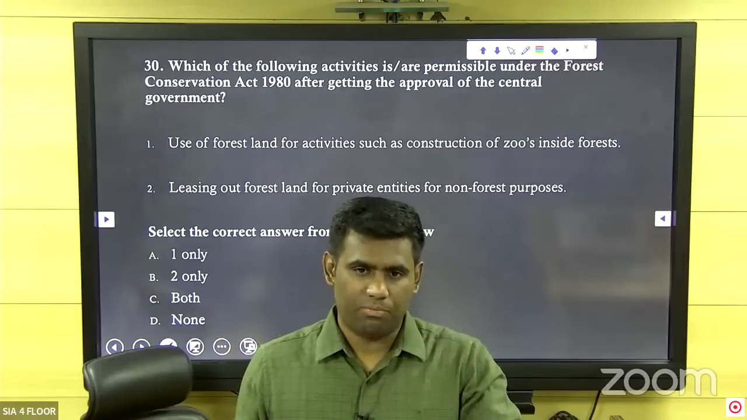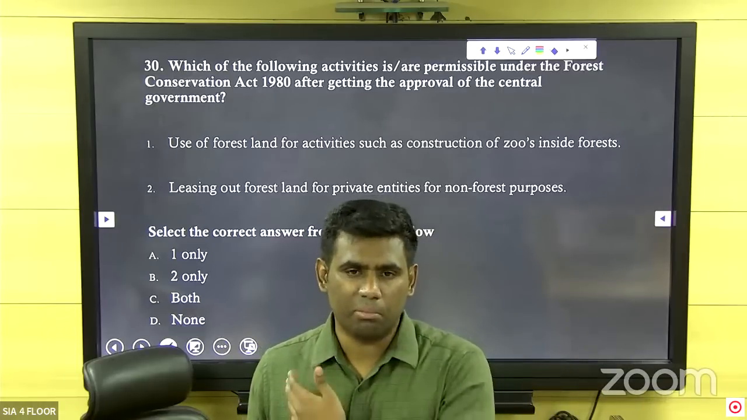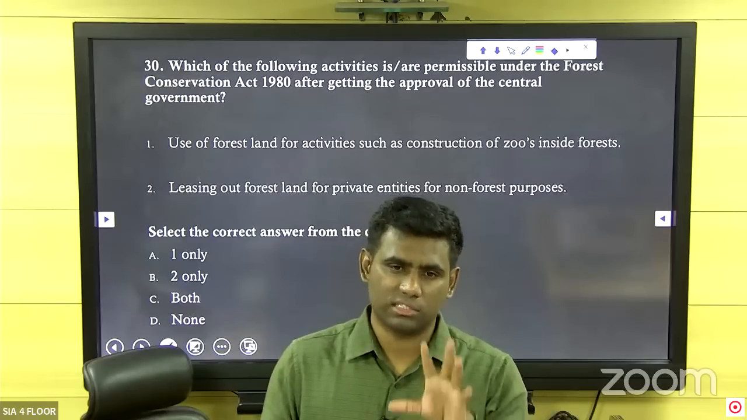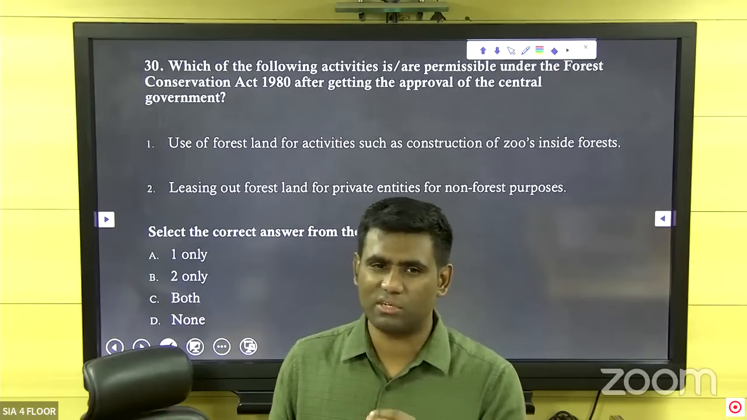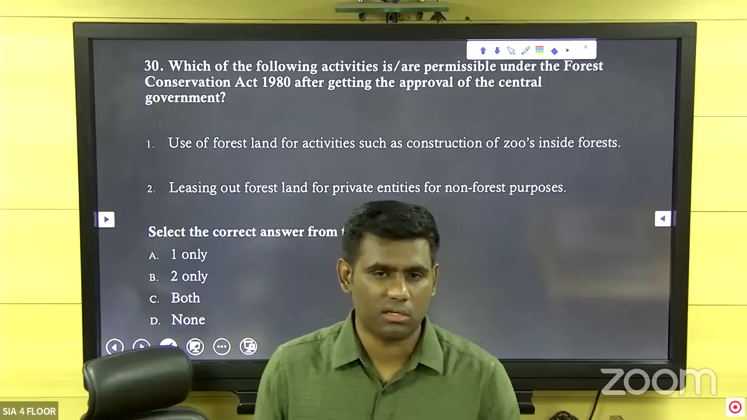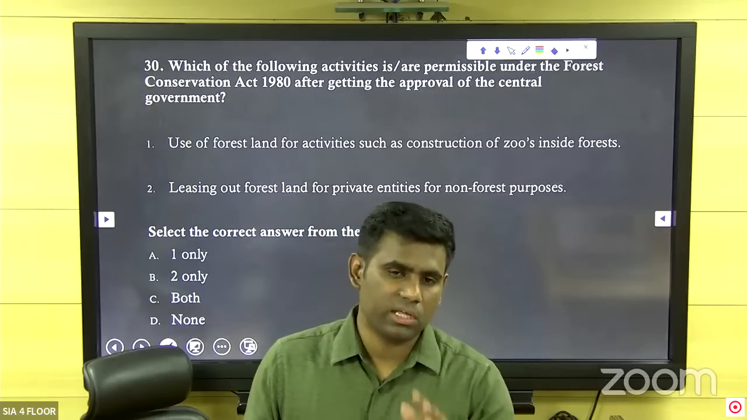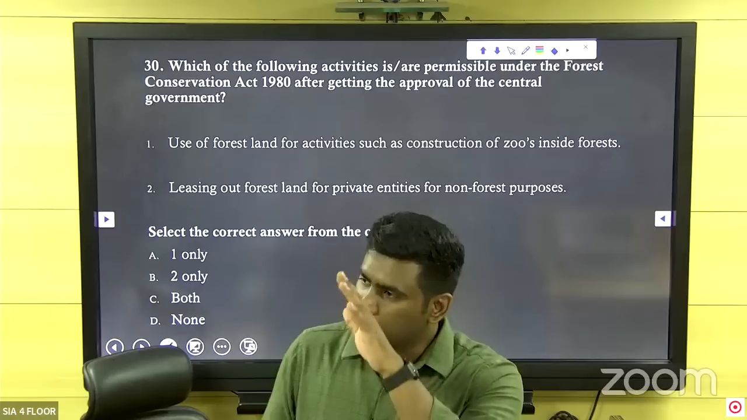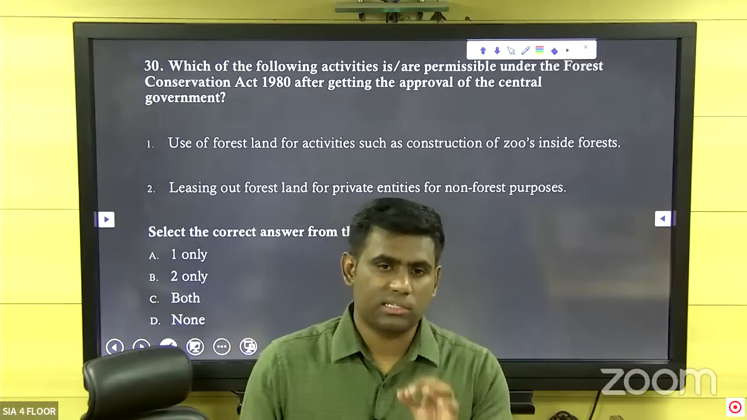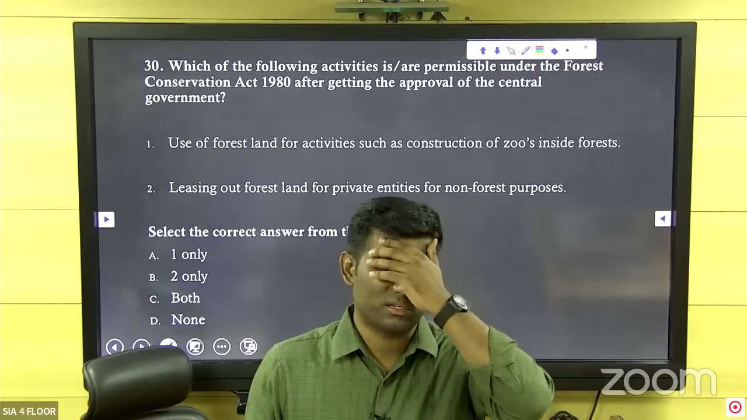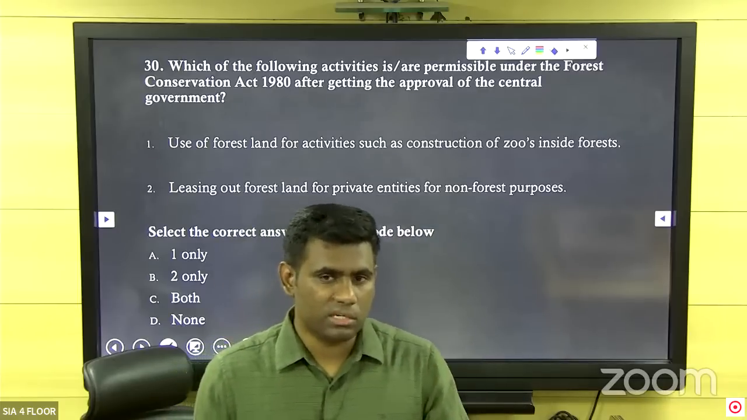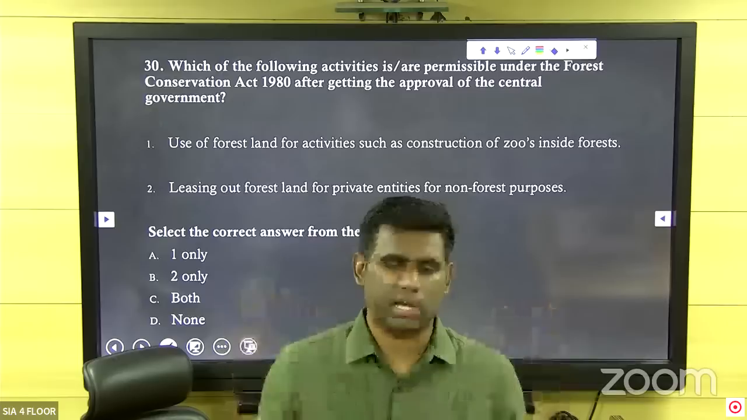Environmentally completely degrading activities are not allowed at all. But some activities like these, in the larger interest of security, mobility, and connectivity, can be taken up under the Forest Conservation Act, after getting the consent of the center. Now the purpose of the Forest Conservation Act Amendment Bill which is introduced now is to expand the scope of those activities.